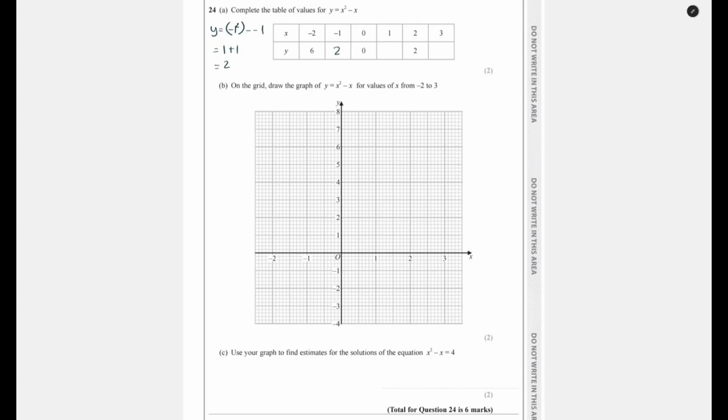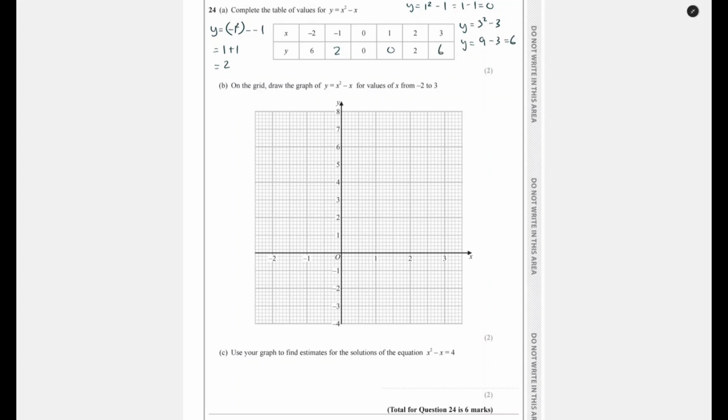The next x value is 1. So we're going to say y is equal to 1 squared minus 1, which is equal to 1 minus 1, which is equal to 0. And finally, we have an x value of 3. So that's y is equal to 3 squared minus 3. y is equal to 9 minus 3, which is equal to 6.